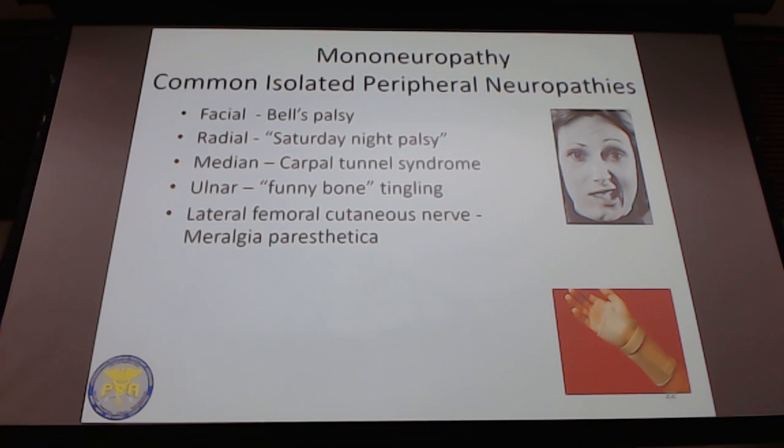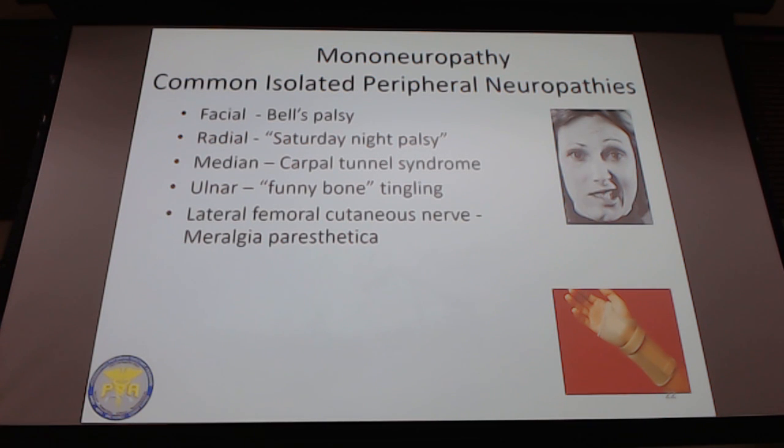All right, some common isolated peripheral neuropathies. You got facial, Bell's palsy, so compression of that facial nerve causing paralysis on one side of the face. We'll talk about that a bunch a little bit later. Radial nerve, Saturday night palsy. It's called Saturday night palsy. Anybody know why? Because you fall asleep on a chair, right? Compressing the radial nerve, secondary to too many adult amber colored beverages, I guess. Just fall asleep and you compress that nerve. Median nerve, so carpal tunnel syndrome.